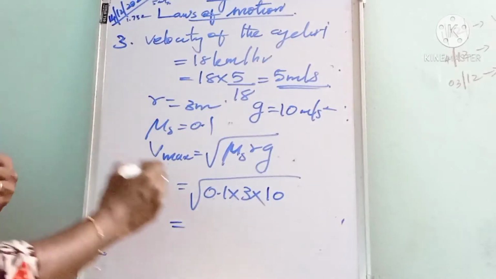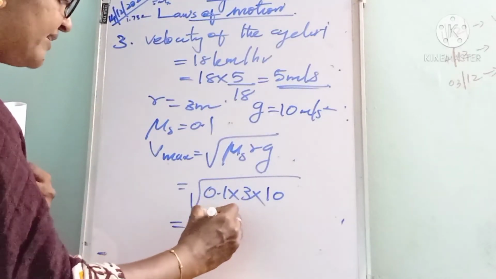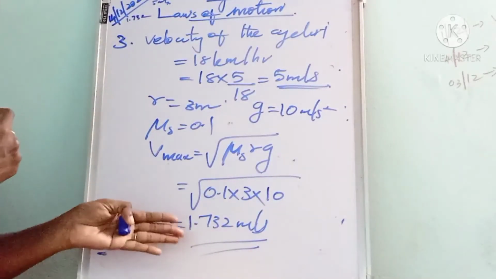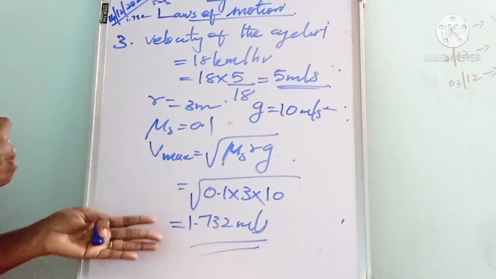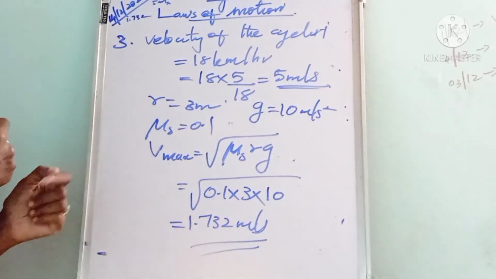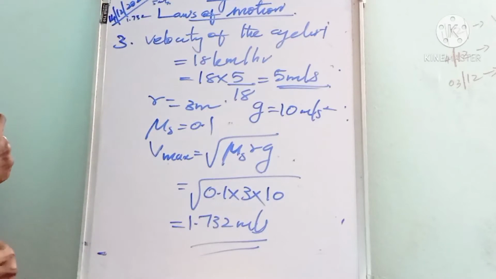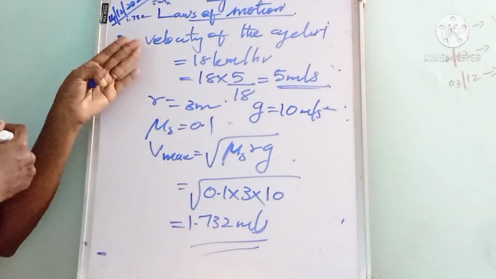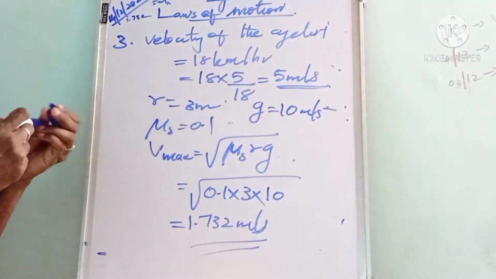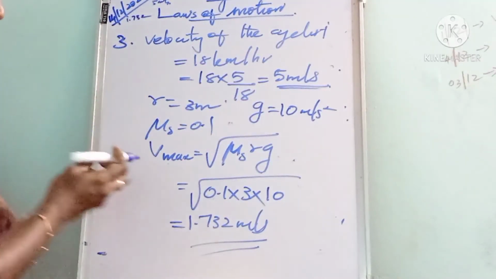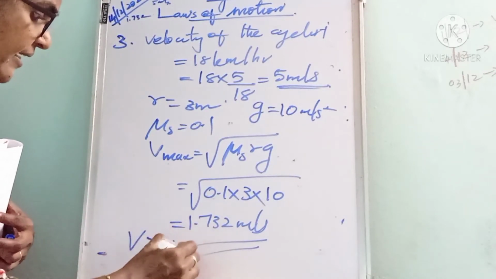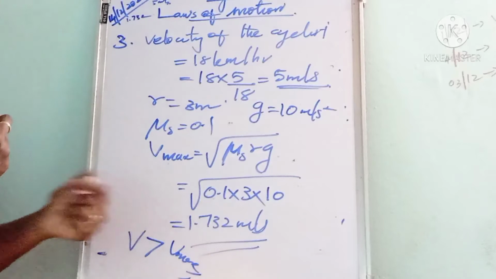By simplifying this, we get 1.732 meter per second. Actually, this is the maximum speed with which the cyclist can take that circular level road without skidding. But what is the actual speed of the cyclist? The actual velocity of the cyclist is 5 meter per second, which is greater than this speed limit V max.